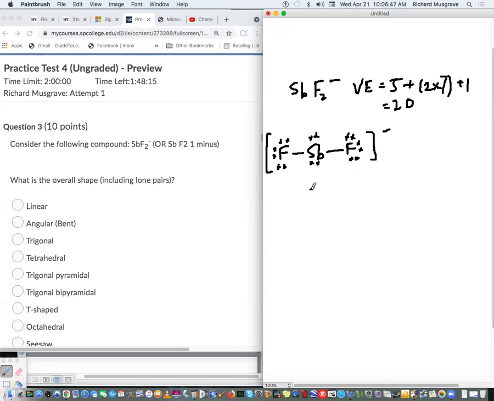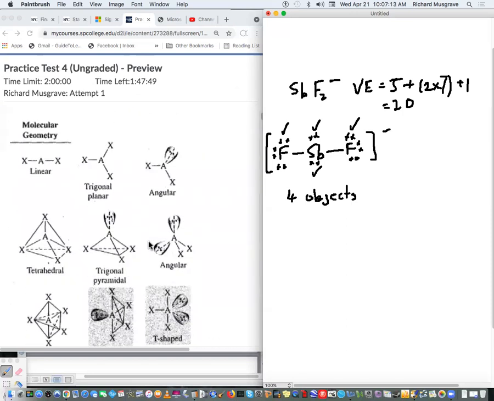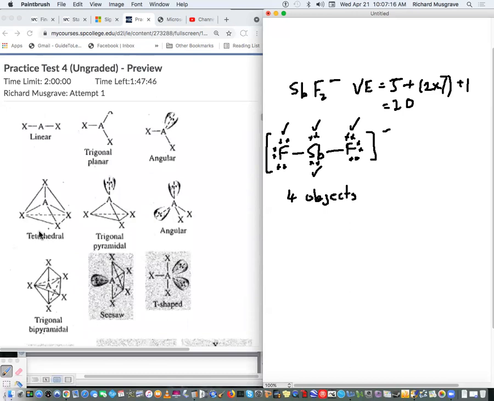And the overall shape is going to be anything that's bonded to the Sb, an atom, and also the non-bonding electron pairs. So I'm going to put check marks on everything that's included in the overall shape. And that means there's 4 objects. If I'm interested in the overall shape, then I go up here and look for the shape that is best described by having 4 objects, and that would be the tetrahedral. So my advice for overall shape is to pretend that the lone pairs are also atoms, and that will give you the overall shape. So the answer there is tetrahedral.